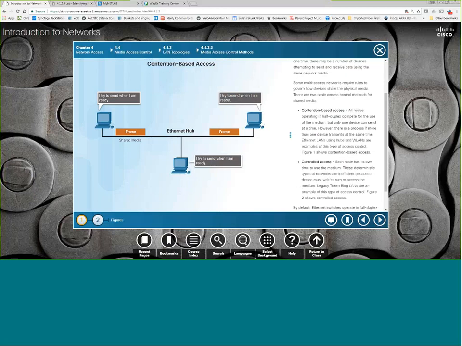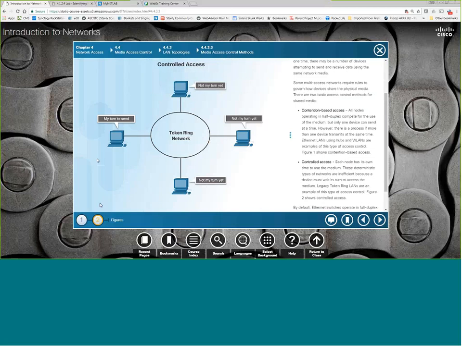In controlled access, there will never be a collision anyway because you've got either the token or you don't have the token. And if you have the token, you can actually send.